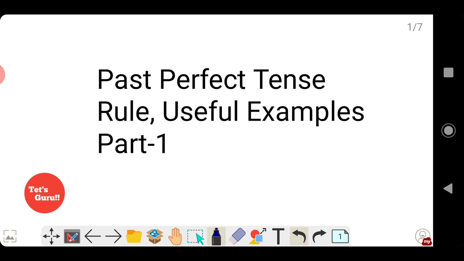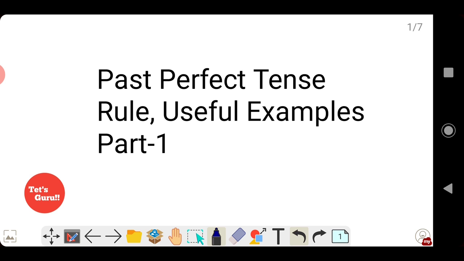Today we are going to discuss past perfect tense, its rules, and some useful examples. This will be part one. It means we have already covered past indefinite tense, which is also called simple past tense. In case you have not watched my previous video session, please go back and watch, because those videos are really going to help you in the journey of your spoken English. So let's get started, friends.